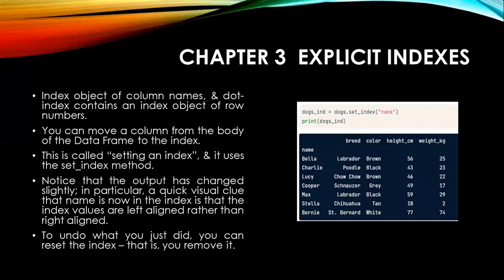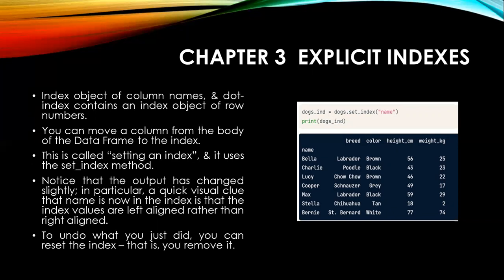In chapter 3, there is explicit indexes. The columns attribute contains an index object of column names, and the dot index attribute contains an index object of row numbers. You can move a column from the body of the data frame into the index. This is called setting an index, and it uses the set underscore index method. Notice that the output has changed slightly. In particular, a quick visual clue that name is now in the index is that the index values are left aligned rather than right aligned.